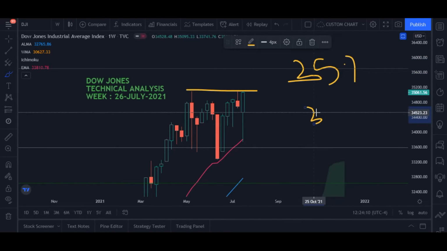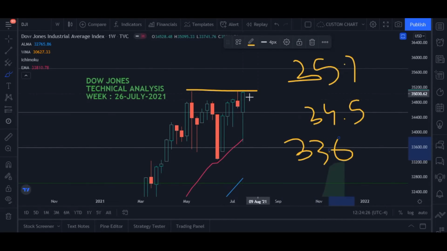The resistance is at 35,700, and here we have the support. This support is at 34,500. Then another support, and one of the most critical supports here, is at 33,500 or 33,600. So these are the support and resistances. This was the interpretation of this candle.